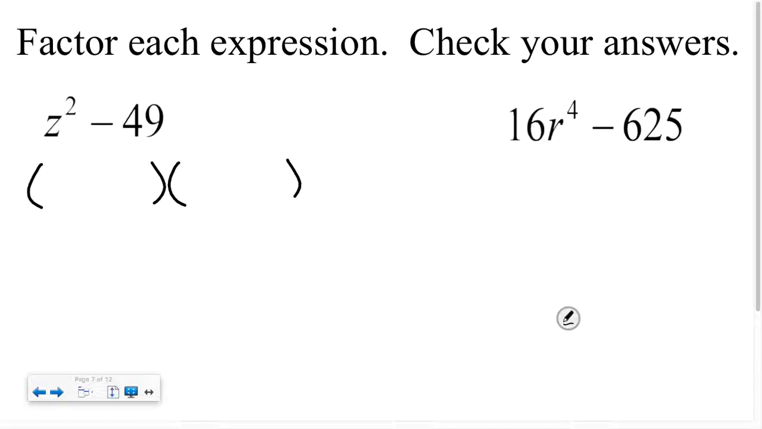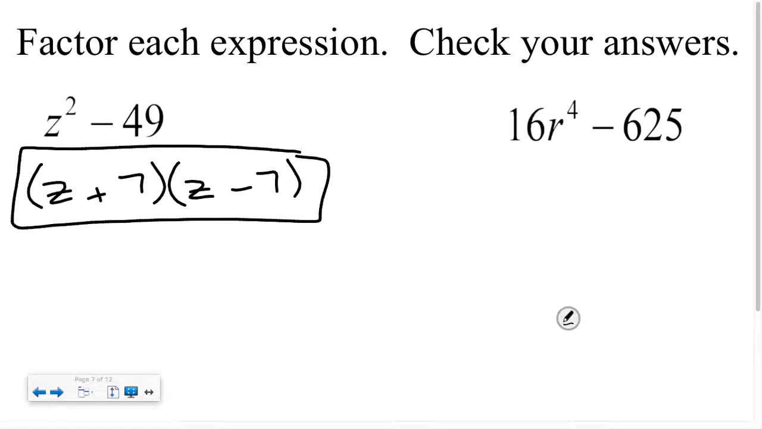This will be factorable. The square root of z squared is z. The square root of 49 is 7. And then your signs, one's plus, one's minus. Can I do anything else on the inside of those parentheses? There's no more factoring I can do, so that's my factored form of that difference of squares.